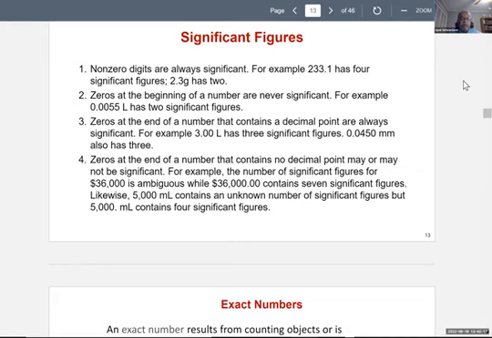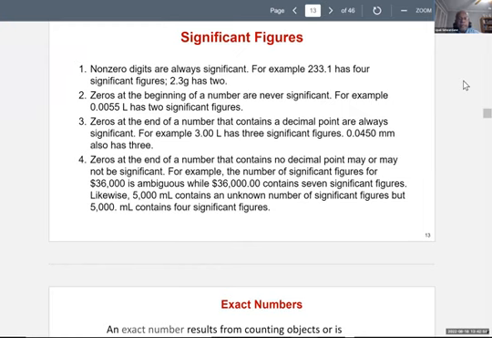So, for example, $36,000. There are three zeros. It is ambiguous. Therefore, we normally consider it as two significant figures. If all zeros are significant, you have to put a decimal point at the end of the number to make all five numbers significant.